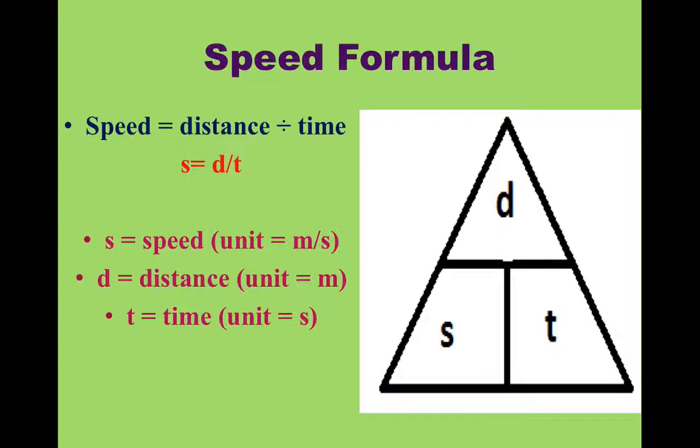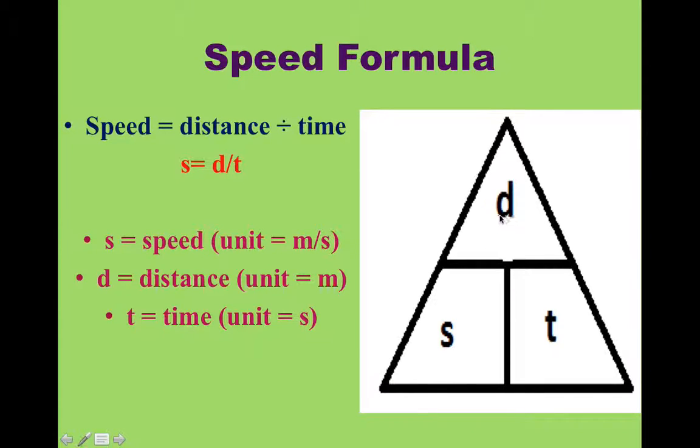This is a rate problem. Maybe in math you've related to rate problems. Rate problems always have time at the bottom. Here is our triangle. So when we add it in there, D goes on top and S and T go at the bottom. So S is speed, D is distance, and T is time.